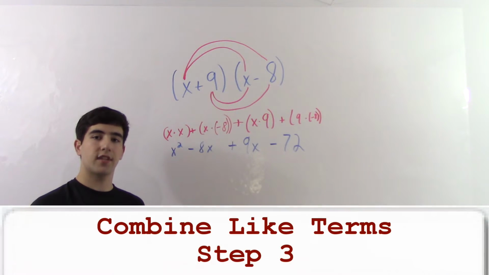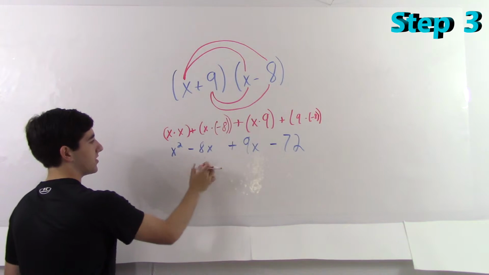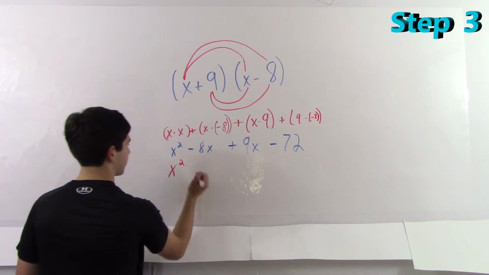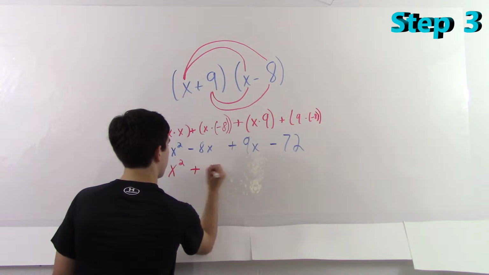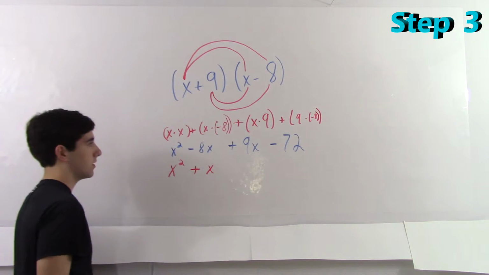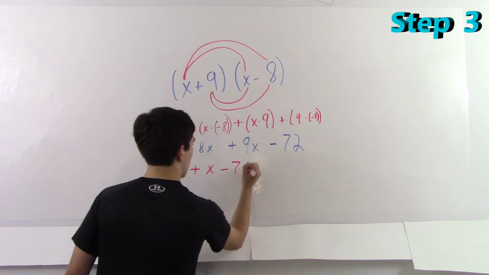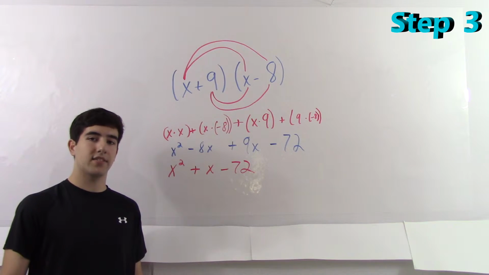Our third and final step is to combine like terms. Our first term, x squared, does not have any like terms, so we just bring it down unchanged. Negative 8x plus 9x makes 1x. And negative 72 has no like terms, so we just bring it down unchanged. And that's our final answer. X squared plus x minus 72.